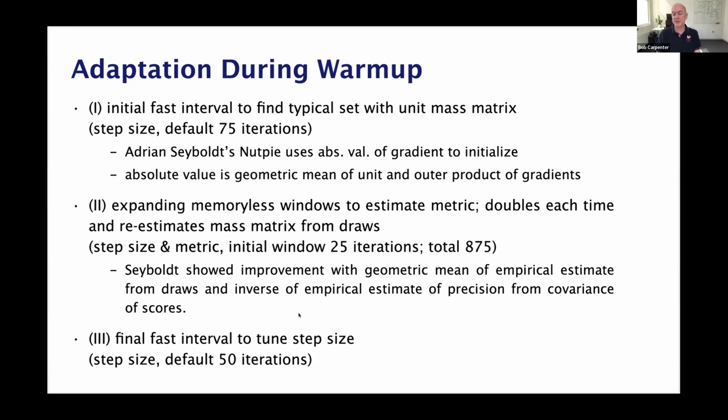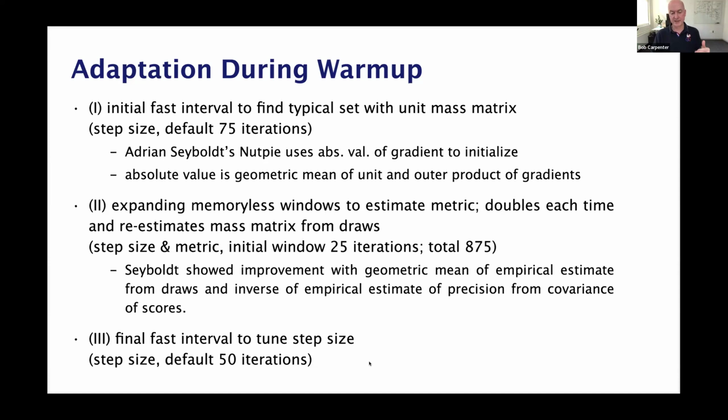So this is for a normal distribution. If you take a multivariate normal, the covariance of the score function is the precision matrix. So he uses these to blend these together.